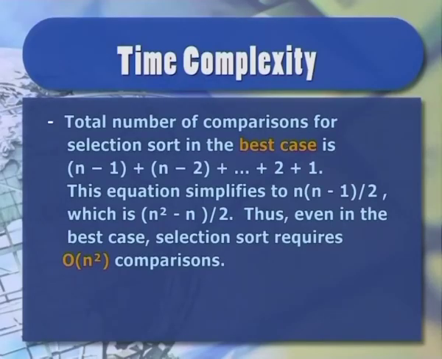The second time through, we compare the second item in the list to the remaining items in the list. So, the number of comparisons is n minus 2. It turns out that the total number of comparisons for selection sort in the best case is n minus 1 plus n minus 2 plus n minus 3 plus 2 plus 1. This equation simplifies to n into n minus 1 by 2, which is order n square. Thus, even in the best case, selection sort requires order n square comparisons.